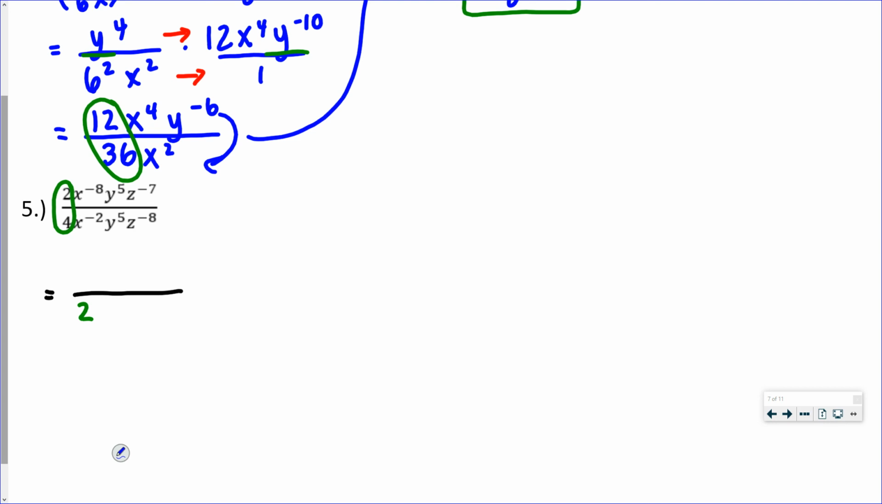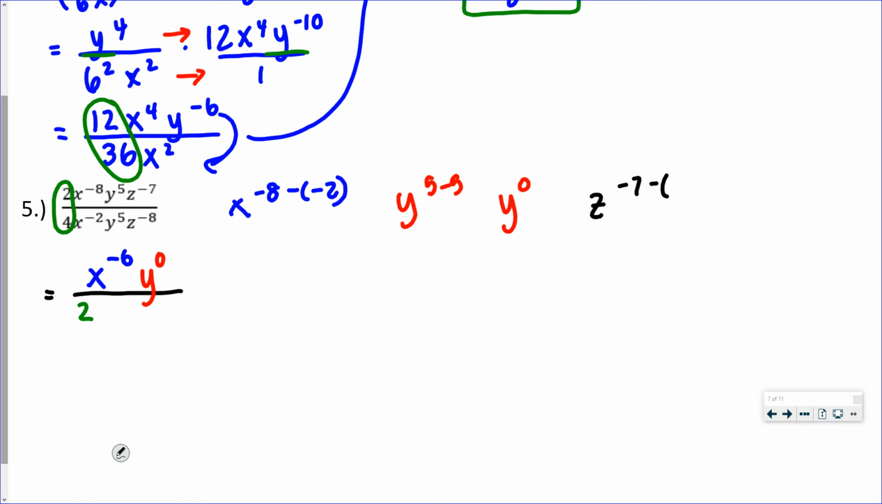Now, x to the -8 minus -2 would become x to the -6. Y to the 5 minus 5 is y to the 0. Z to the -7 minus -8 becomes z to the positive first.